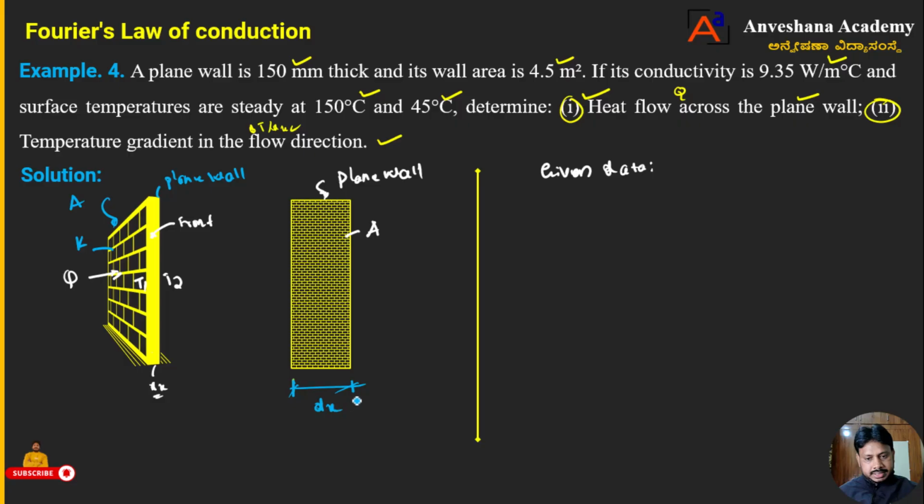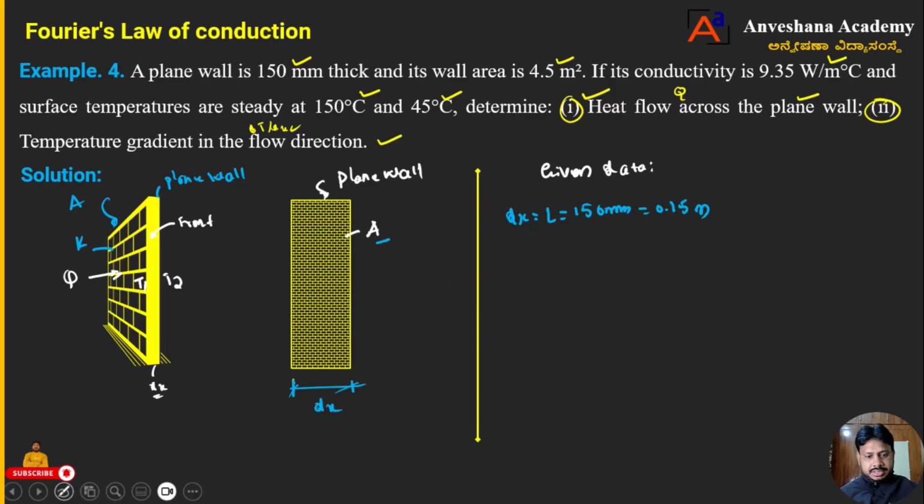It is dx. Okay, so 150 mm thick, that I will take it here now, thickness of the plate, that is dx is equal to, or you can take L also, no problem. 150 mm he has given, so convert it into meter, you are going to get 0.15 meter. Okay, fine, that is the plain wall thickness, and it is having an area. That area I will mark here as A.